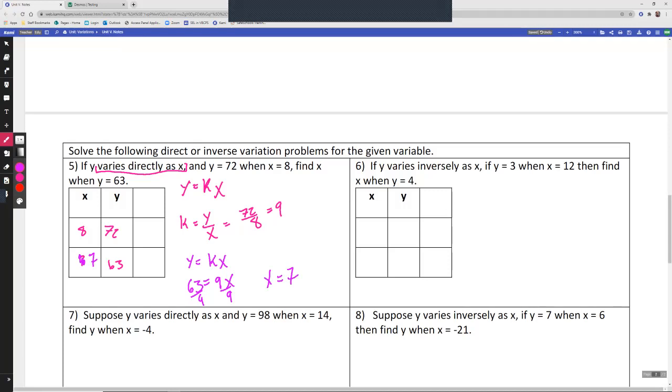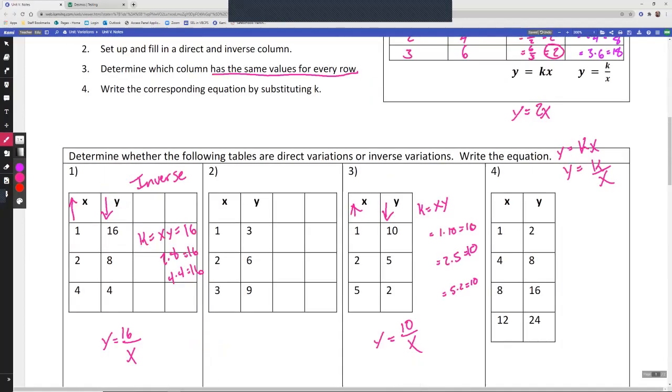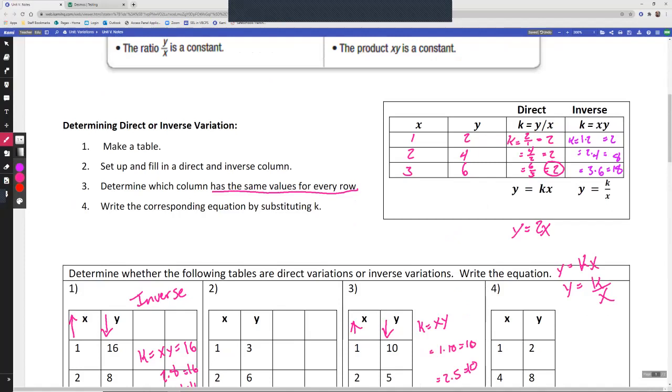That's that entire process. Now I'll do number 6 to show you what it looks like for varies inversely. Number 6 says, if y varies inversely as x, if y is equal to 3 when x is 12, find x when y is 4. So once again, our first step, anytime you're doing these, always underline what that variance is, whether it's varies inversely or directly. So I'm going to look back up just to make sure I know. You should always check to make sure you know.